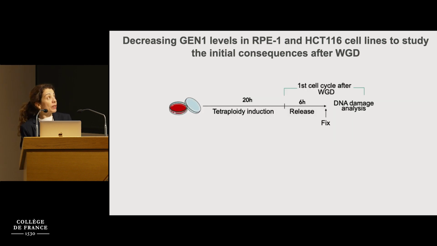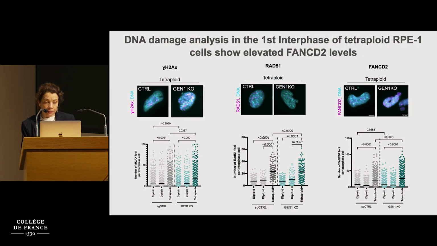So what we do is that we induce tetraploidy in these cells, and then we release them, and we characterize the first cell cycle after a whole genome duplication. And we can see that there is a very slight increase in the number of gamma H2AX foci after Gen1 knockout. Not much difference in terms of RAD51, which I guess was expected.